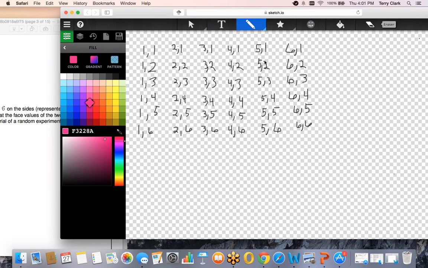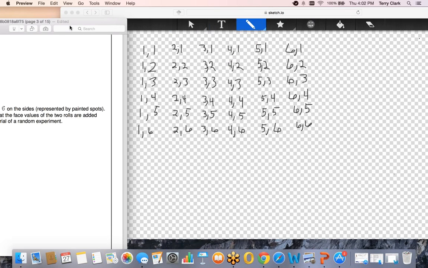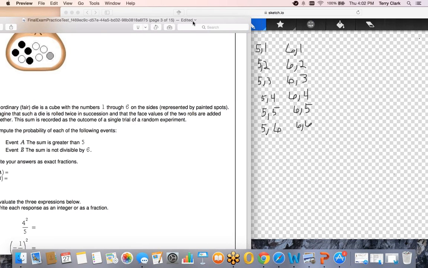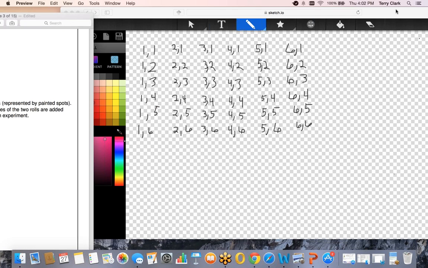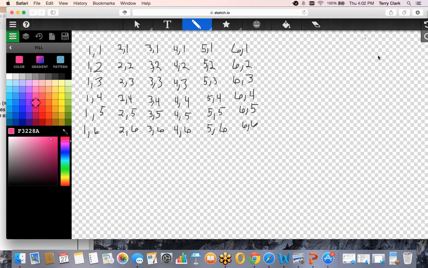Okay, the second one says that the sum is not divisible by 6. So what we want to do is figure out what it means to be divisible by 6. The numbers that are divisible by 6 are 6 and 12 in this case. We don't have to worry about 18 because nothing's going to add up to 18. So we just have to find things that are divisible by 6 and 12, and then subtract that stuff out, because it's easier to find the stuff that is not as opposed to the stuff that is.